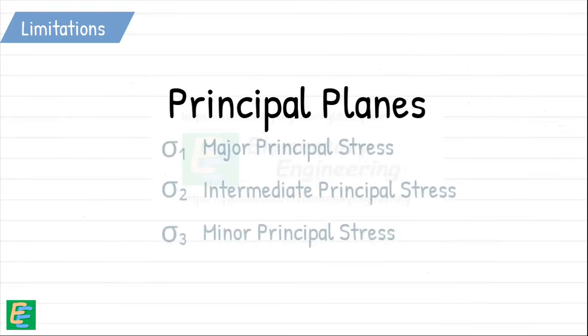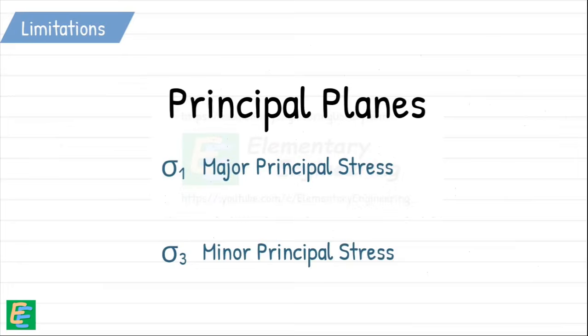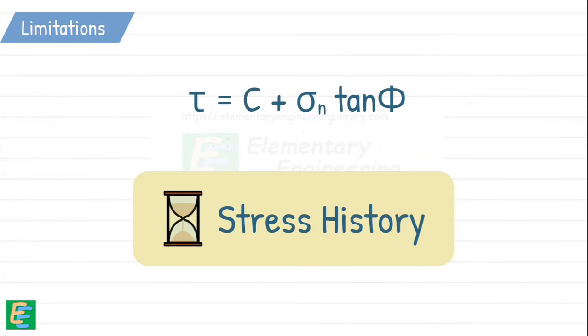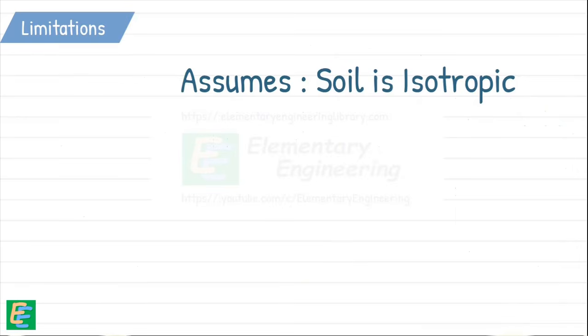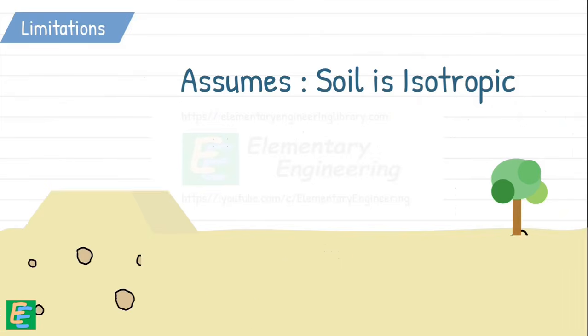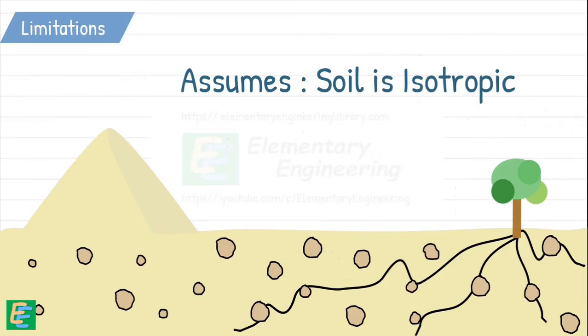Then it neglects the effect of the intermediate principal stress, which may lead to inaccuracies in predicting the failure plane. Then the theory does not account for the stress history of the soil, which can significantly affect its strength and behavior. Also, the theory assumes that the soil is isotropic, meaning its properties are the same in all directions, while soils in the field are anisotropic, which can affect their strength and deformation characteristics.